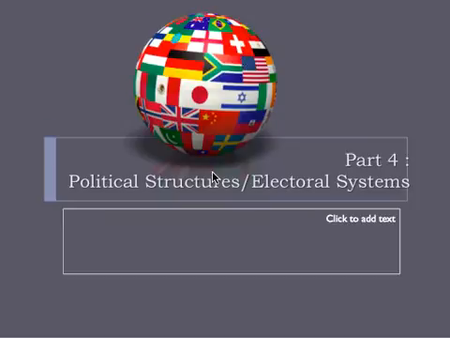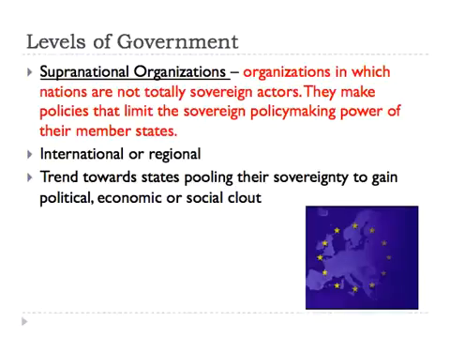Or your political structures, electoral systems, something that we're really going to get into for each country. Look at the different types. We'll give a brief overview of all the different things here in this section. We'll look at levels of government. Again, we have supranational organizations that we're going to look at a little bit, mostly with the UK, and those are organizations in which nations are not totally sovereign actors.